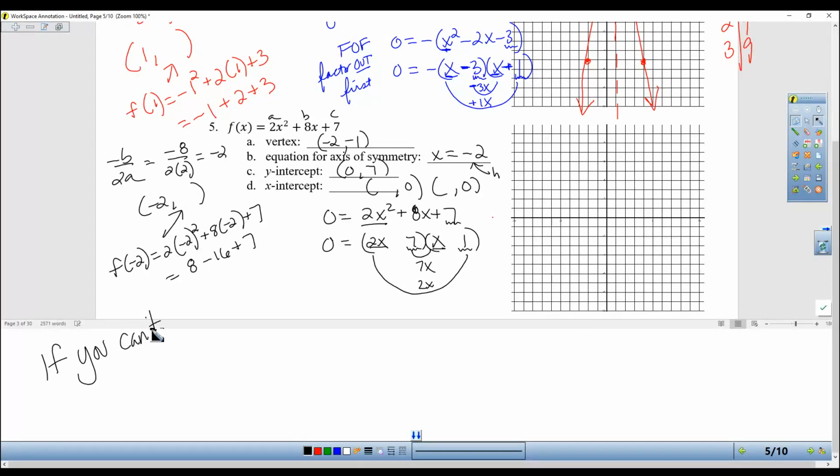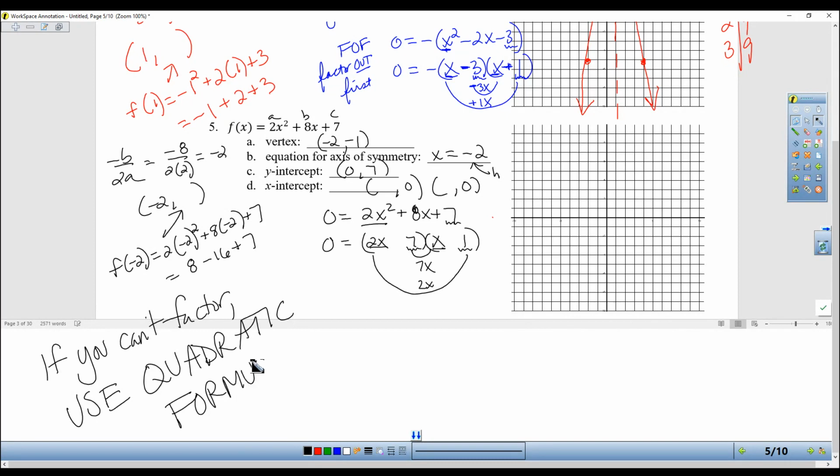If you can't factor, you're going to love this. Are you so excited? Use the quadratic formula. Yay! Use the quadratic formula. I know you're so excited. You may put the quadratic formula in your appendix. It is x is equal to.